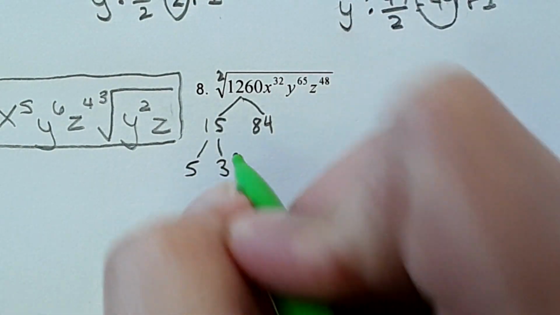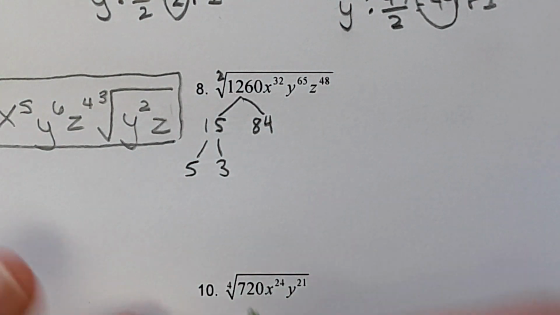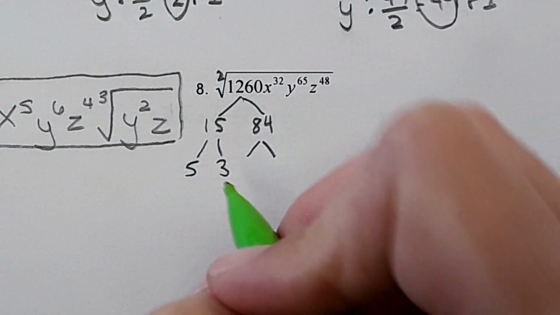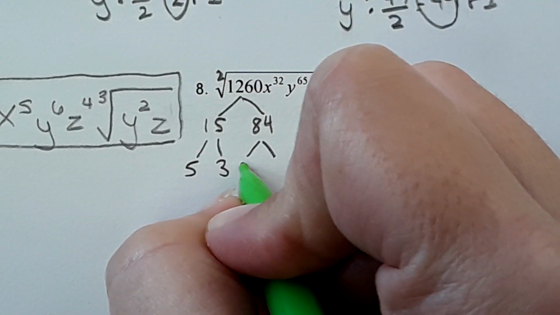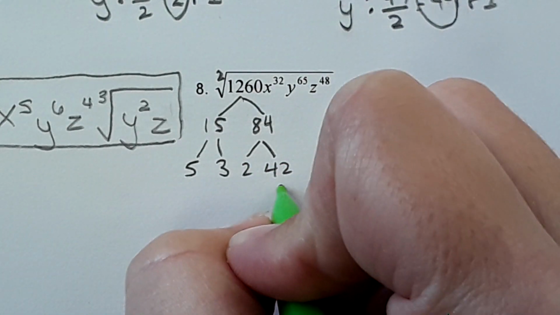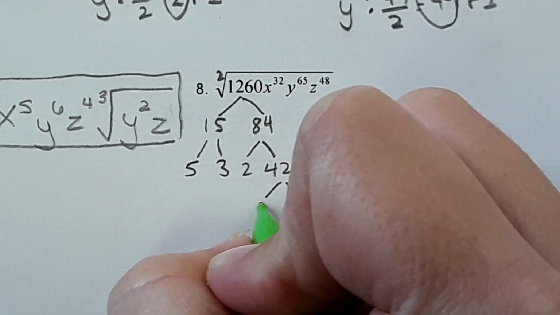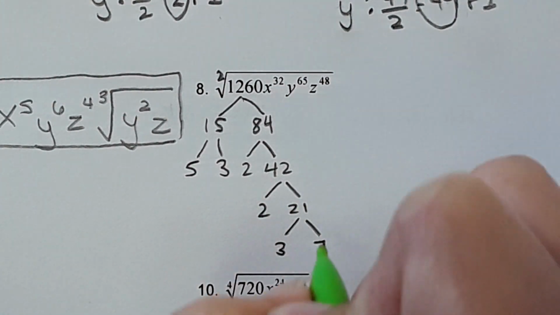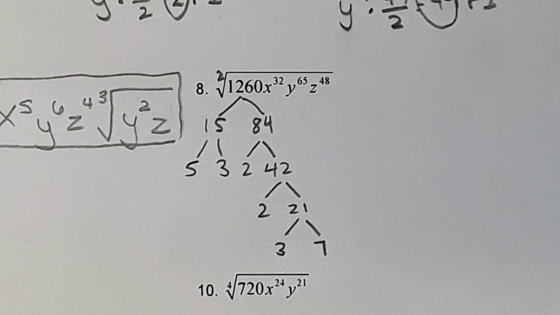5 and 3. 84, I don't know, maybe 2 and 42. Breaking up 42: 2 and 21. 3 and 7. Oh, you said 42. I thought you said 32. So you said 2 and 21. Is that what you said?